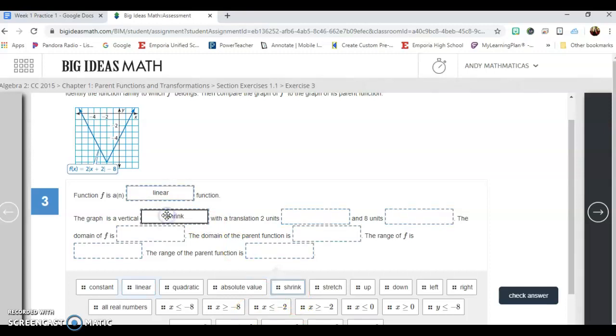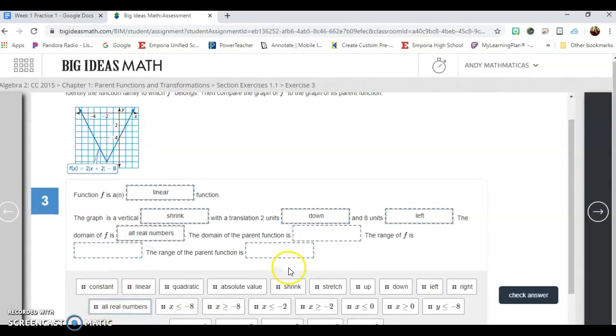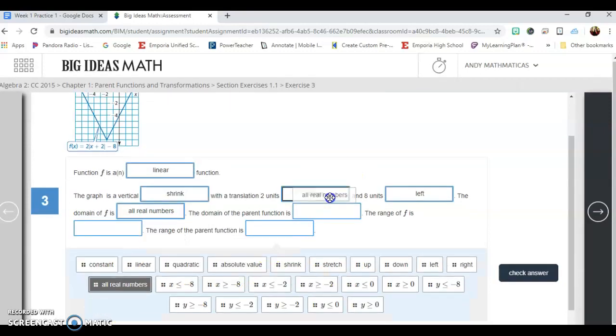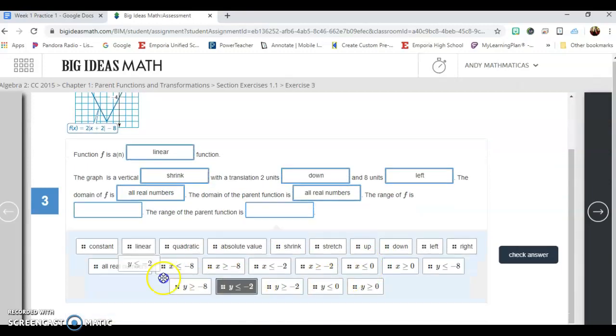Okay, now shrink is the same thing as compression, remember. It's translated 2 units. Hey, I'm going to say maybe it's going down. And 8 units to the left. Domain is, now remember, all real numbers is the same thing as negative infinity to infinity. The domain of the parent function is, sometimes you can reuse some things, so right there, all real numbers. The range, let's say I'm saying it's less than or equal to -2, and then greater than or equal to -8.